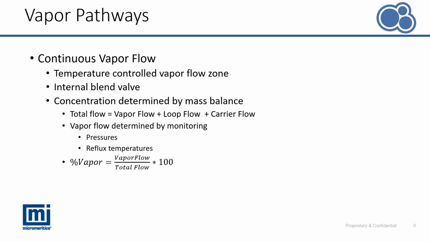Because it is a continuous flow, the vapor generated needs to be considered in the mass balance. Loop and carrier flows are determined and monitored by the user specifications and the mass flow controllers. The vapor flow is calculated by using the vapor pressures calculated from the reflux temperatures and pressures monitored internally by the instrument. The final vapor concentration of the blend is calculated by taking the vapor flow over the total flow.